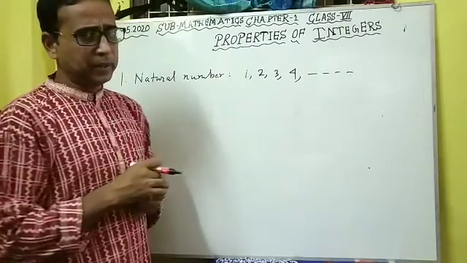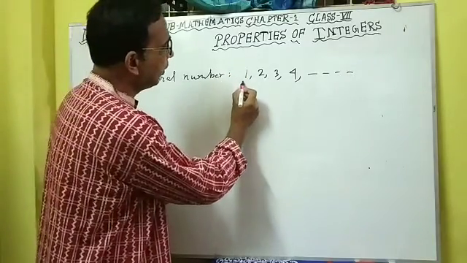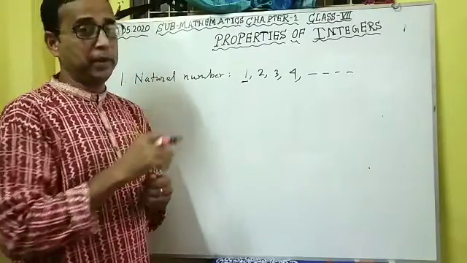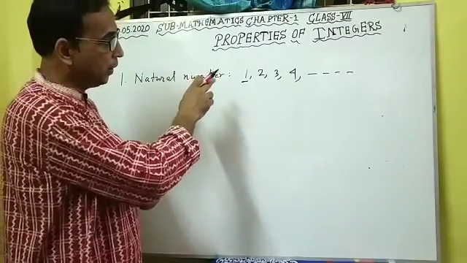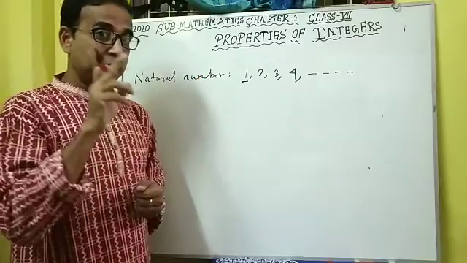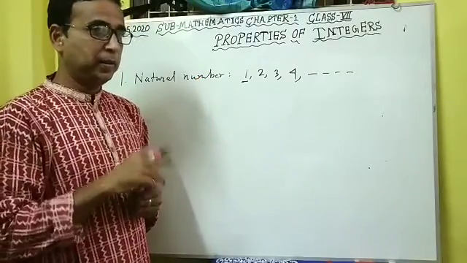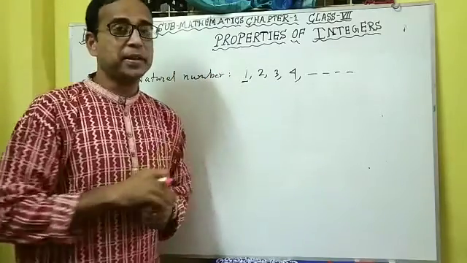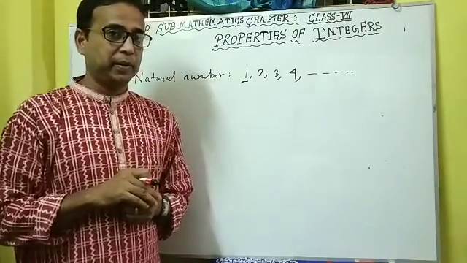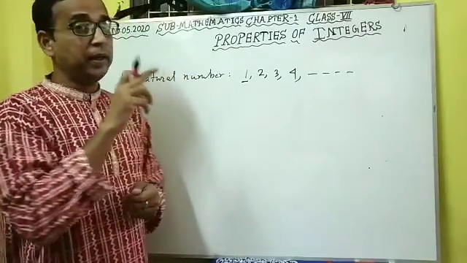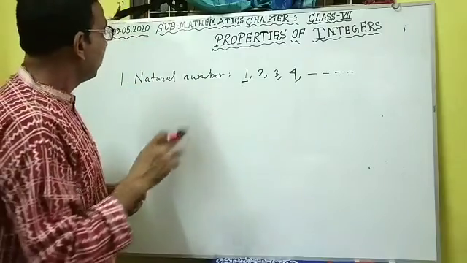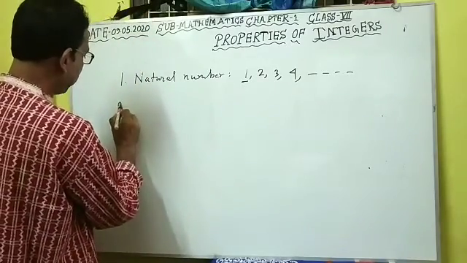Among the natural numbers, which is the smallest number? Here, 1 is the smallest number. But what will be the greatest number? The greatest number is infinite.